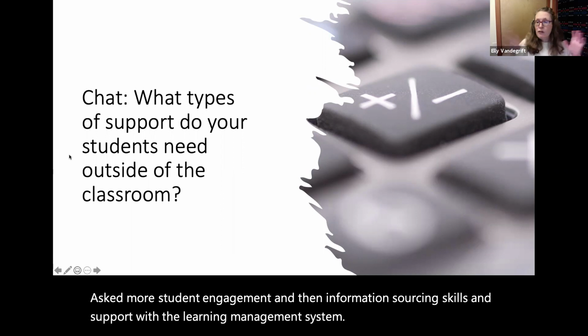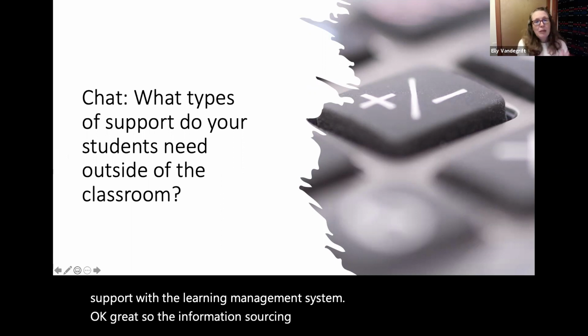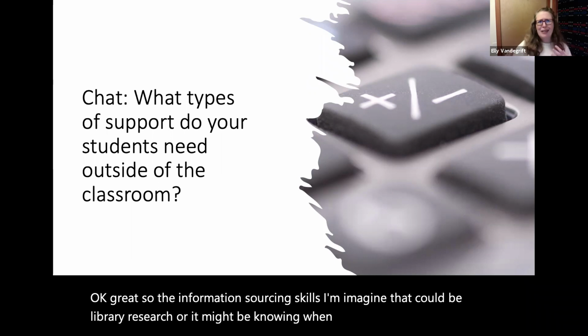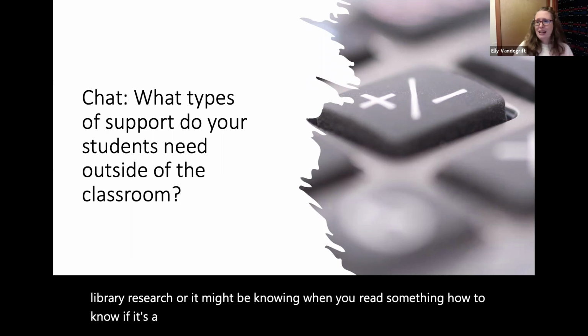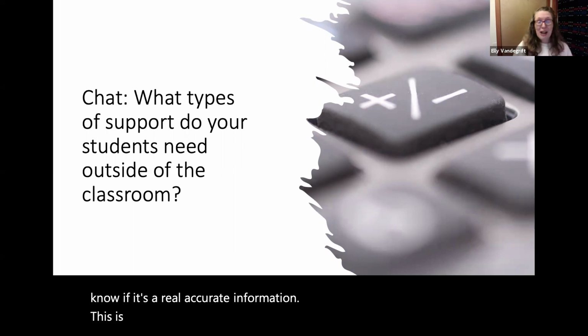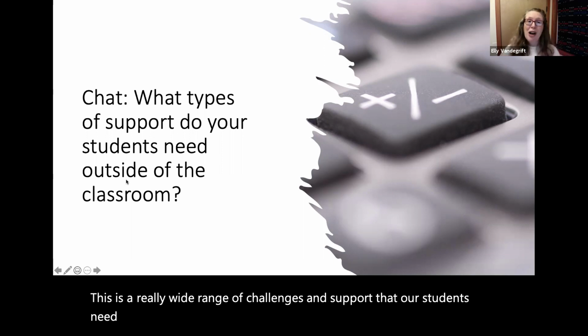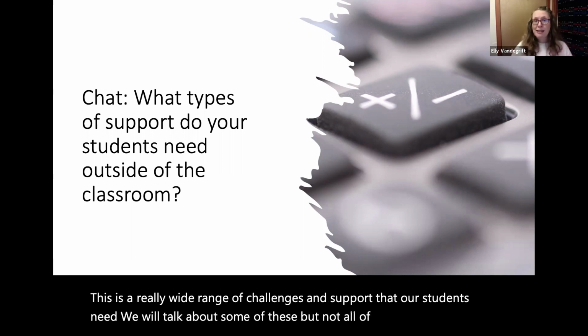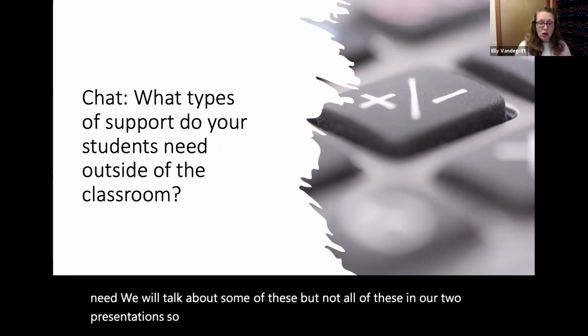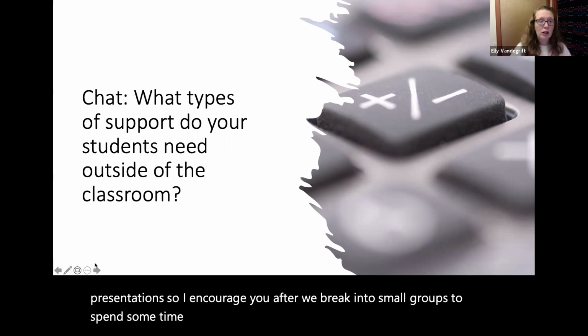Okay, great. So the information sourcing skills, I'm imagining that could be library research, or it might be knowing when you read something, how to know if it's real, accurate information. This is a really wide range of challenges and support that our students need. We will talk about some of these, but not all of these in our two presentations. So I encourage you after we break into small groups to spend some time talking about the issues that are really critical to your students.